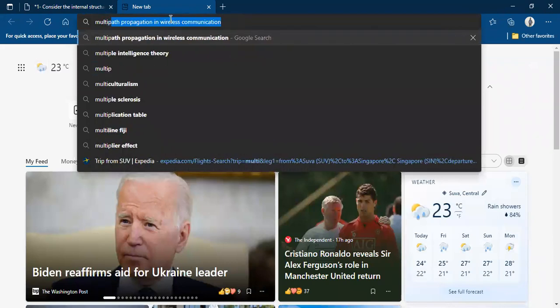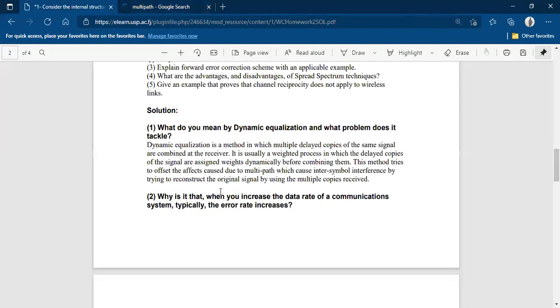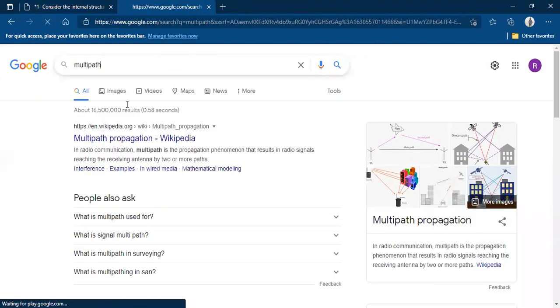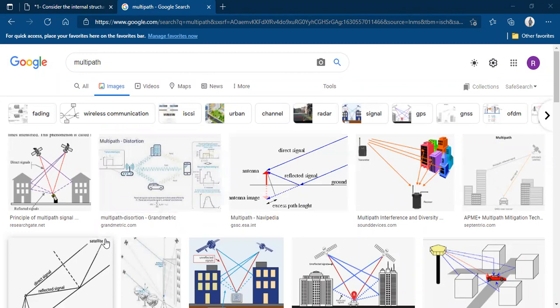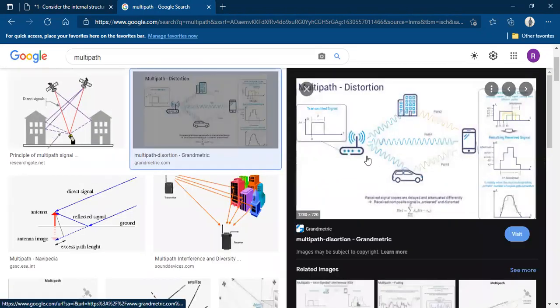Let me just quickly show you what is multipath. What do you mean by multipath? Okay, this is what I mean by multipath. I think William has taken this course last year, so he understands what I actually mean. So this is what multipath is.